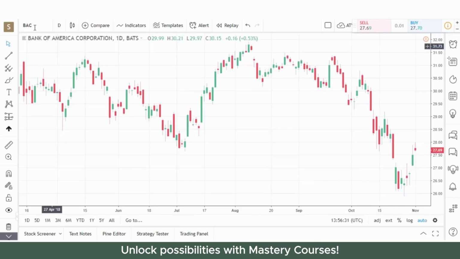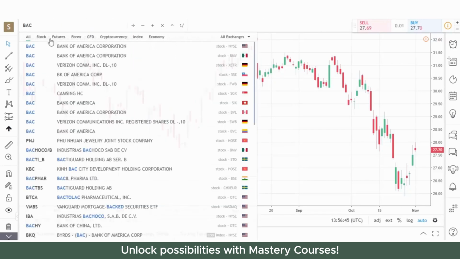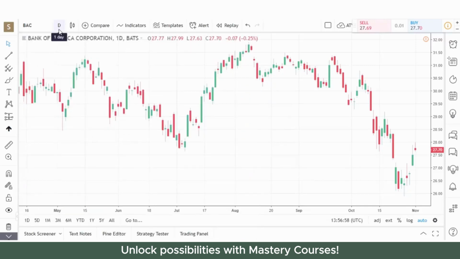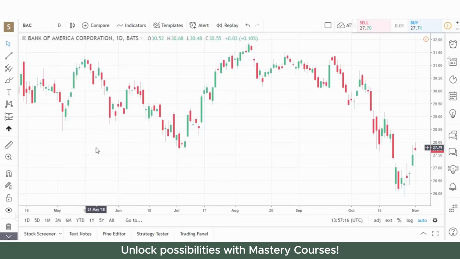In the upper left corner, we'll put in the symbol for our stock. So here we typed in BAC for Bank of America. You can choose the stock from a drop-down list. The next box over gives us our time frame. So in this case, we're looking at a daily chart. We can look at a chart by the minute, by the 15-minute, 45-minute, hourly, daily, weekly, and monthly. As I said, here we're using a daily chart.